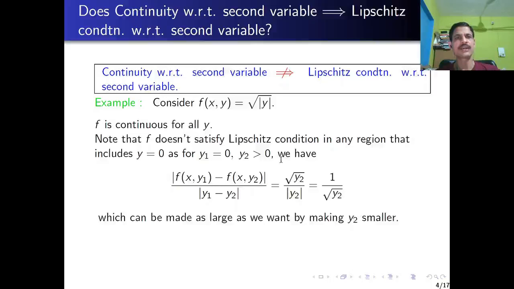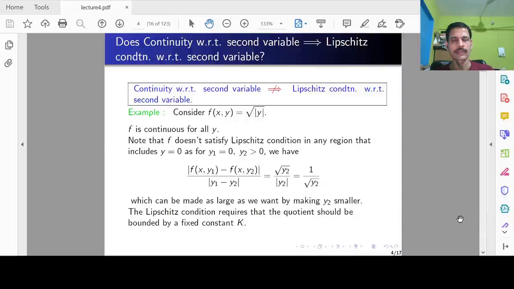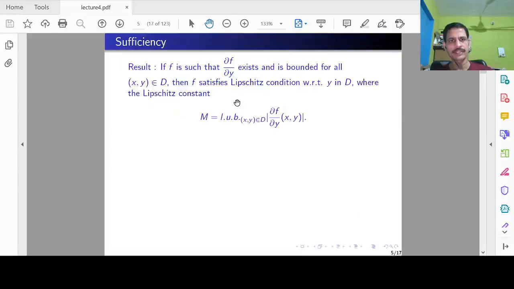But we will see now a sufficient condition which implies Lipschitz condition with respect to the second variable. Continuity is not a sufficient condition. It does not imply Lipschitz condition with respect to the second variable. The condition that will be sufficient is that, in addition to the continuity with respect to the second variable, we need to assume that the partial derivative of f with respect to y exists and is bounded. So here is the sufficient condition.